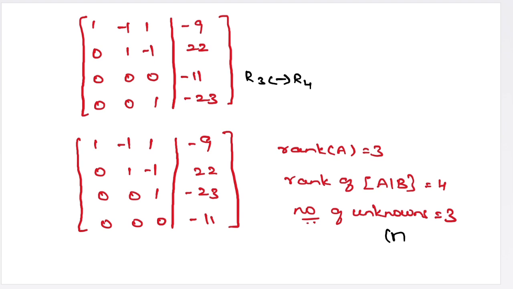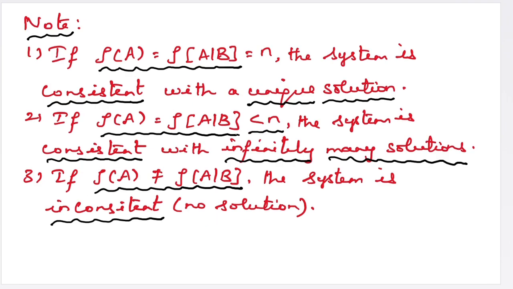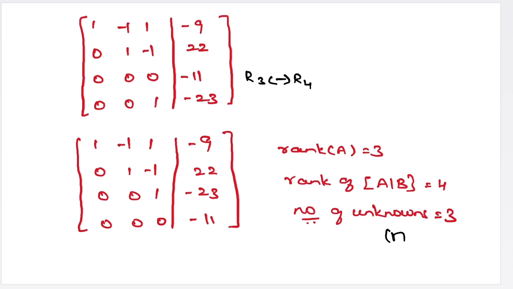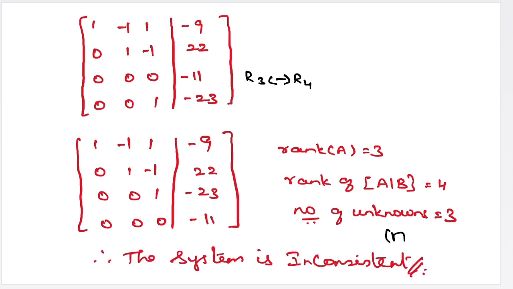Consistency has been asked. So first look at the consistency rules. That is, if rank of A is equal to rank of augmented matrix is equal to n, the system is consistent with a unique solution. And if rank of A is equal to rank of augmented matrix is less than n, the system is consistent with infinitely many solutions. Then if rank of A is not equal to rank of augmented matrix, the system is inconsistent, that is no solution. So here in this problem, rank of A is not equal to rank of augmented matrix. So therefore the system is inconsistent and has no solution.